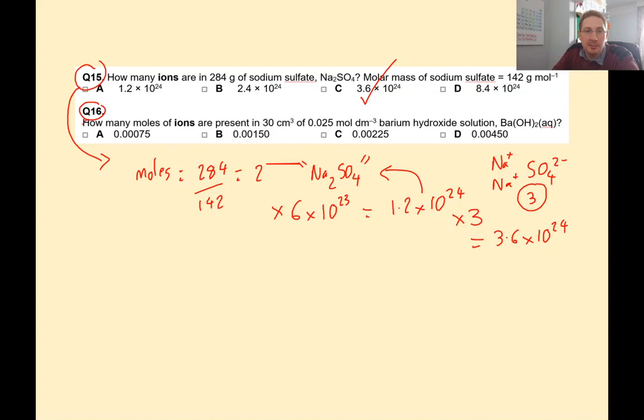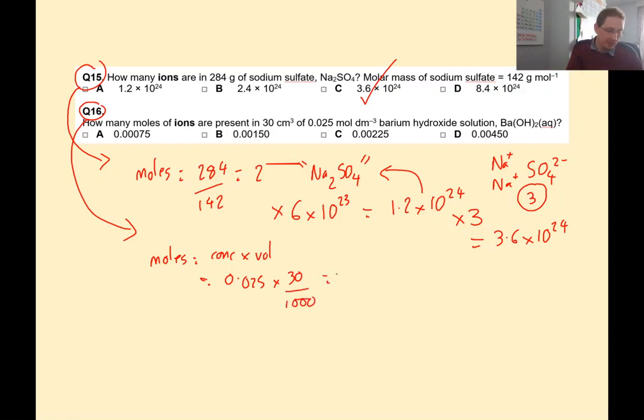Similar idea here, how many moles of ions are present in 30 centimetres cubed of this? Well, first thing, moles is concentration times volume, which equals 0.025 times 30 over 1,000. And that equals, if I look at my calculator, 0.025 times 30 divided by 1,000 is 0.00075.